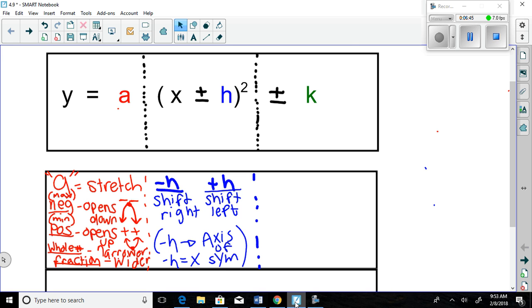The last one is up and down. So plus K, it's actually the same as what we would think. We would shift up. And if it's minus K, we would shift down.